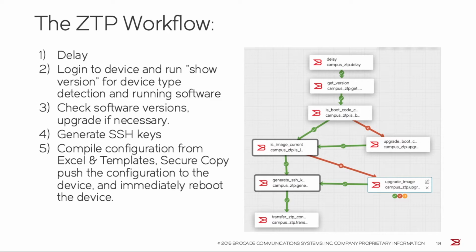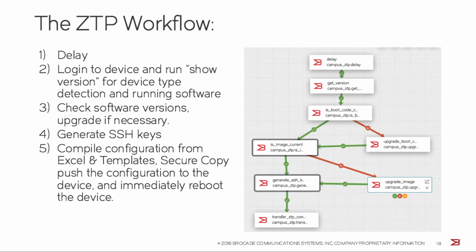Because we do some generic IP address giving out, we don't know what the device type is, and we have varying versions of software for each device type, so the device detection is also pretty critical. Step 3, we use that information from the show version to check all the software versions, and if they are outdated, then we'll go ahead and upgrade if necessary. And we'll do that for both the boot code and the running images.